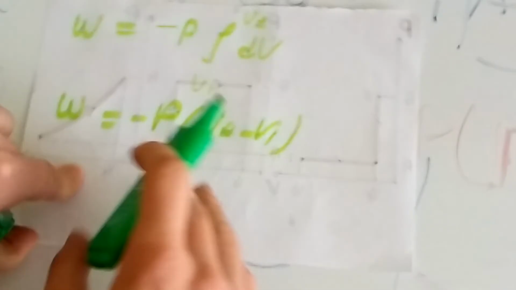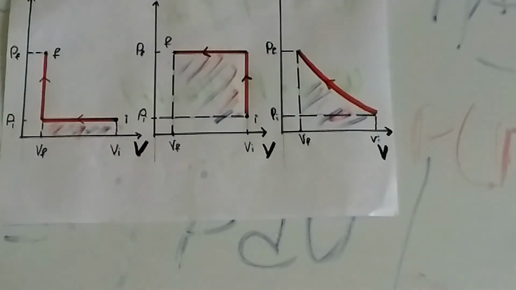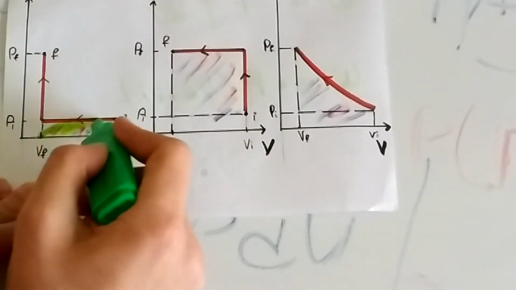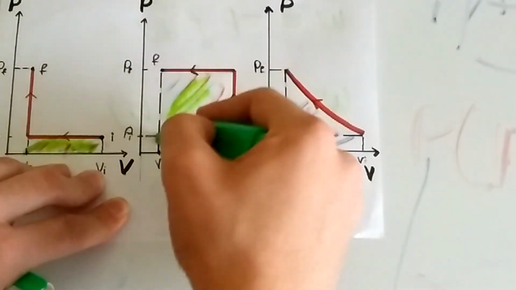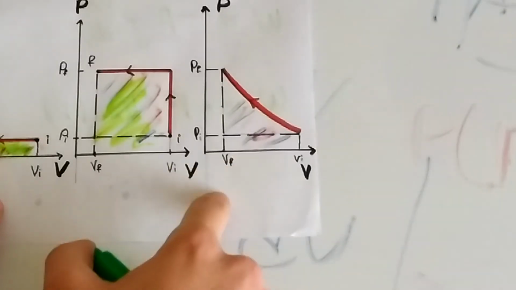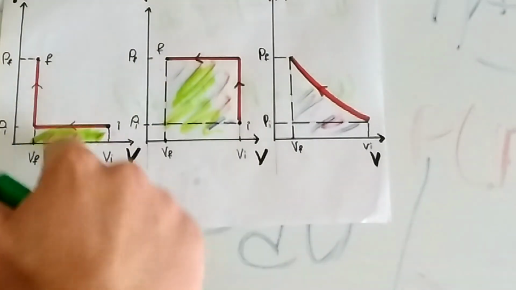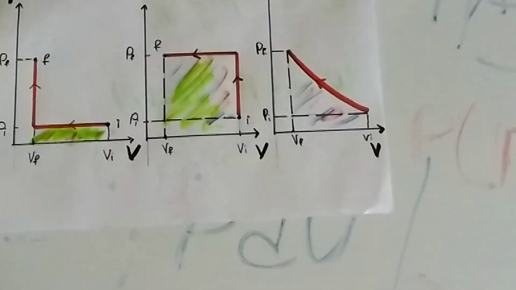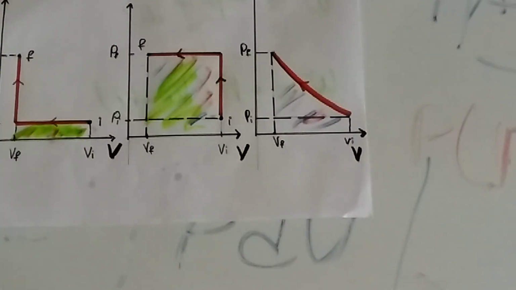In the first case, P is P initial, since P is constant, and we're calculating this area under here. And in the second case, P final, and we're going to calculate the work that's being done. But in the last case, it's not going to be so simple, and the work that's going to be done will be between these two values, since the relationship between pressure and volume is not that simple to calculate.